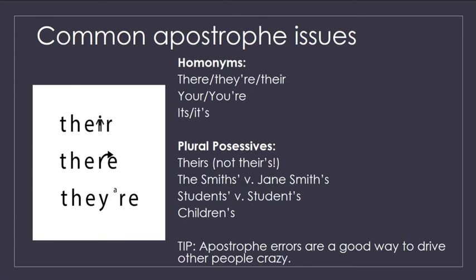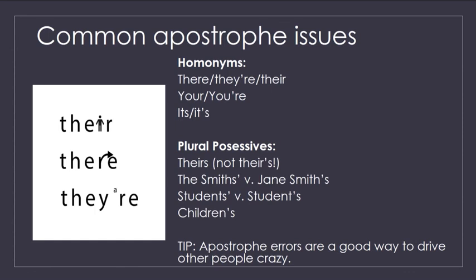There's also a difference between students, which is plural, and students' with an apostrophe outside of that S, something belonging to all of the students, and student's, one student, something belonging to them. Children's, like students, is already plural, so it just gets an apostrophe S. Again, apostrophe errors are a good way to drive other people crazy.